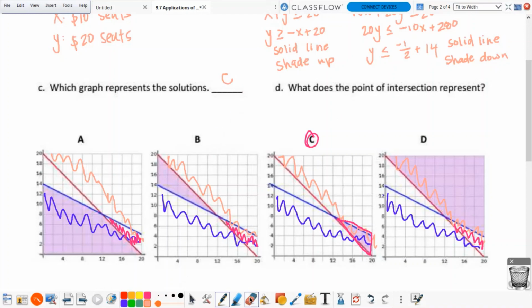All right, let me clean this off a little bit. So it says, what does that point of intersection represent? So notice we have a point of intersection right here at 12, 8. All right, and we said that X was $10 seats, which means our X-axis is $10 seats, and our Y-axis is $20 seats. So we need to get 12 $10 seats and 8 $20 seats.